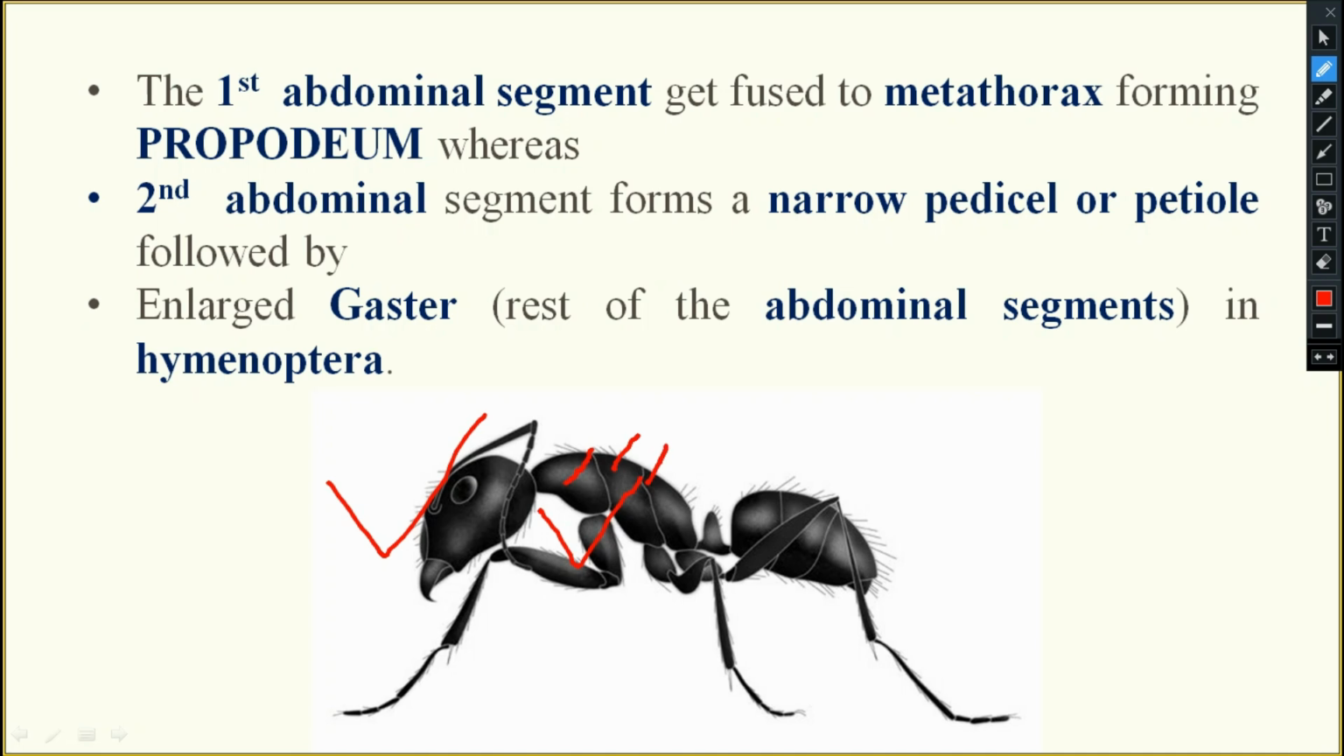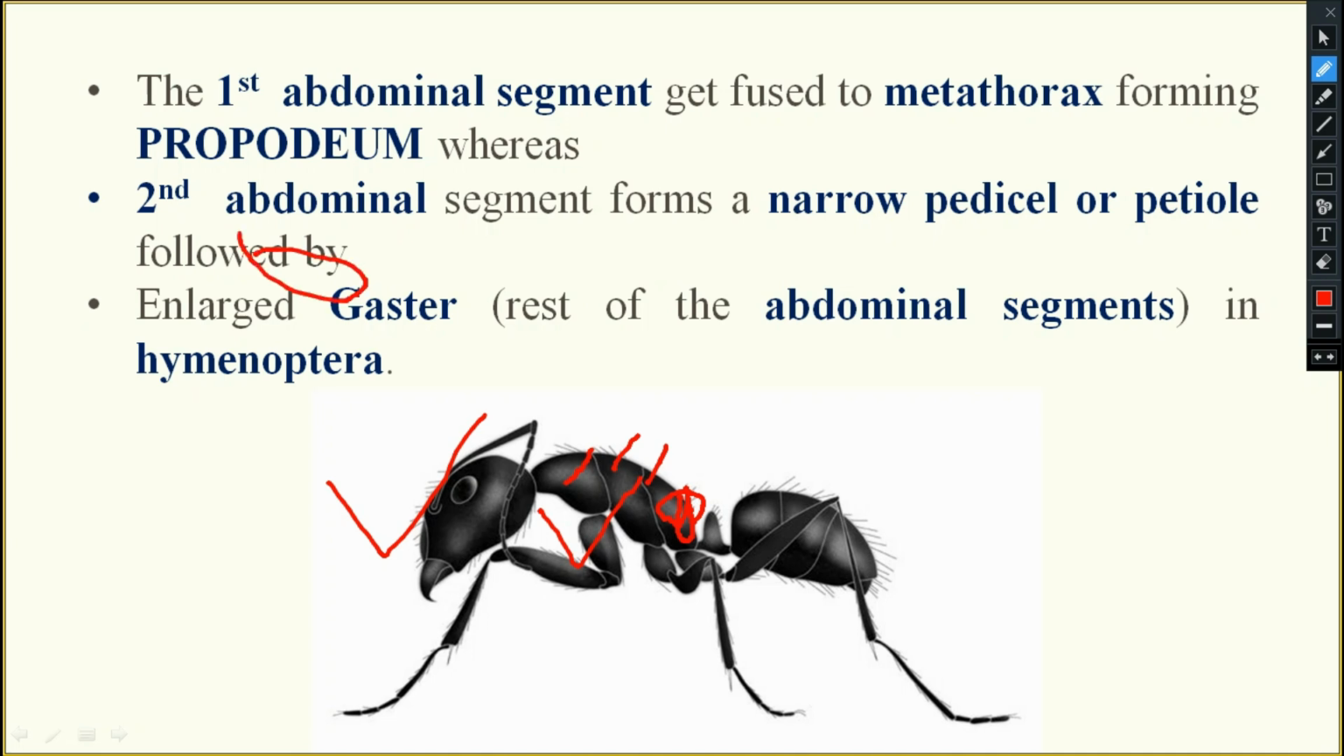Metathorax, and the first abdominal segment will also be fused with your metathorax. This segment is known as what? Propodeum. Understood? In case of ants, honeybees, hymenopterans, what happens? The first abdominal segment will be fused with the metathorax.